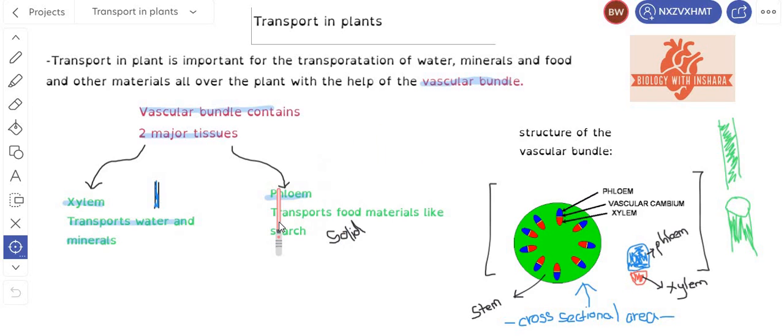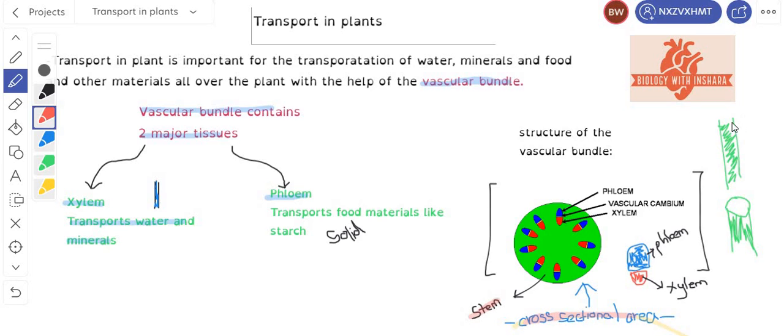Now that you have understood what a vascular bundle is, which means it consists of a xylem vessel and a phloem, let's understand the structure. Let's grab our highlighter and get to understanding. This here is your cross-sectional area. Just grab a different color pen. This is the cross-sectional area of your stem.